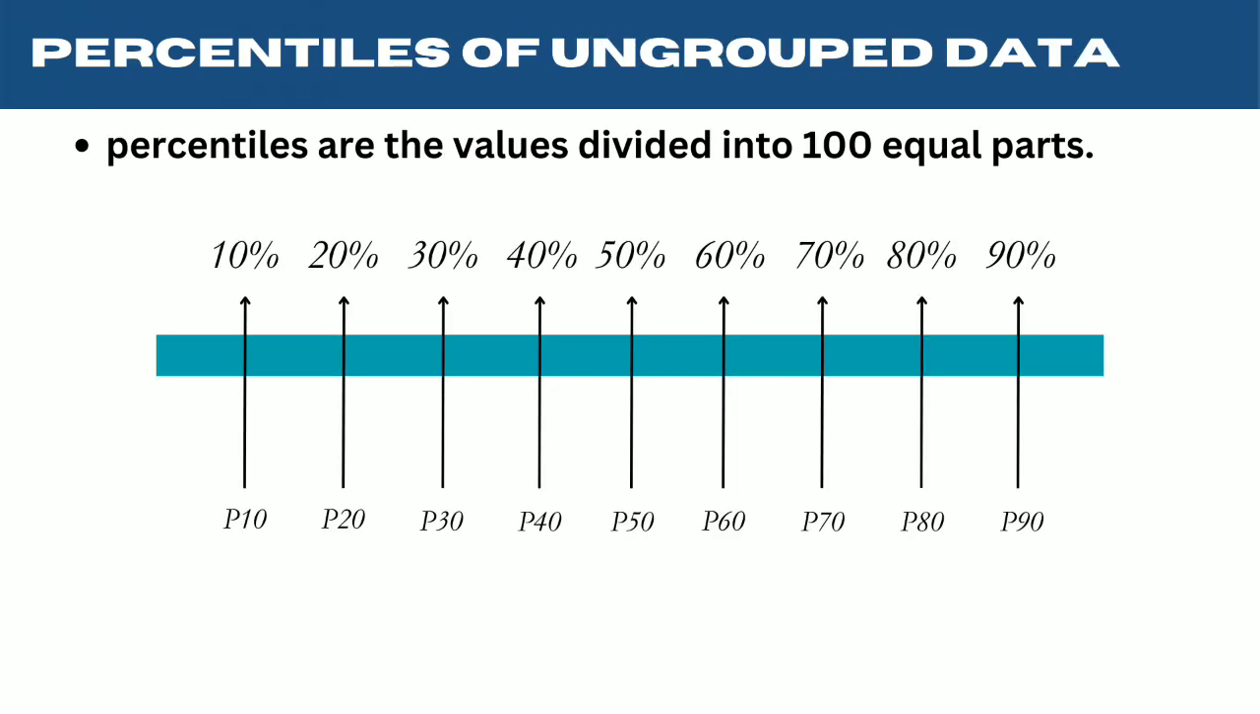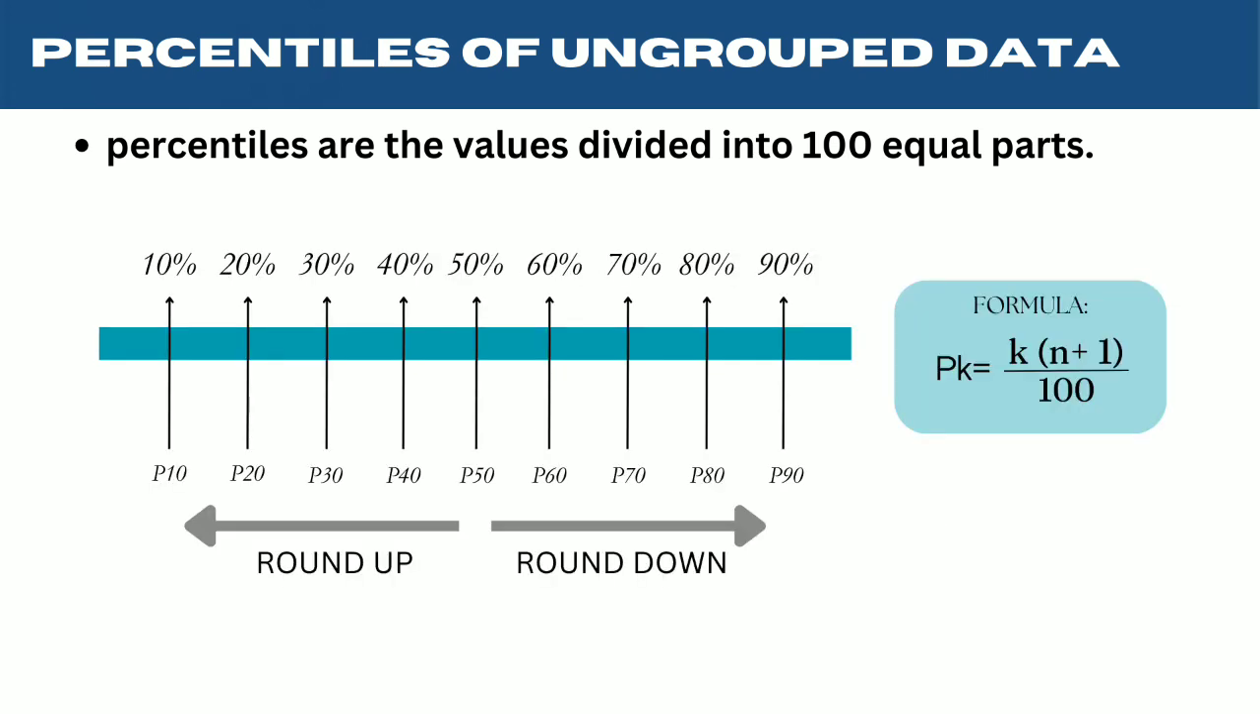Percentiles are the values divided into 100 equal parts. The same rule as quartiles and deciles also applies for percentiles. If we solve for anything in between percentile 1 and percentile 49 and we do not get a whole number, then we have to round up. Therefore, if we solve for percentile 66 to percentile 100 and we do not get a whole number, then we have to round down. The formula for percentiles is k times the quantity of n plus 1 over 100.